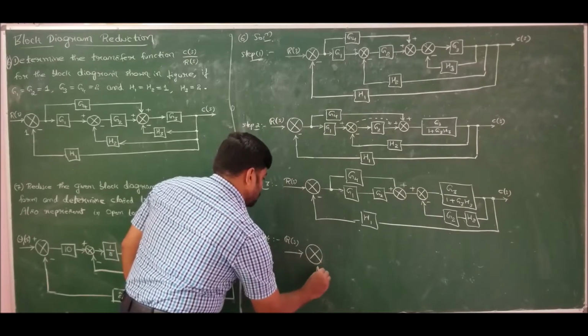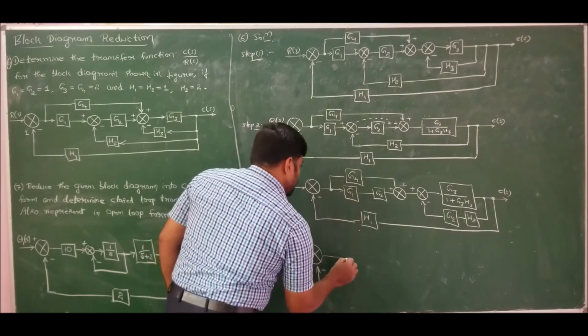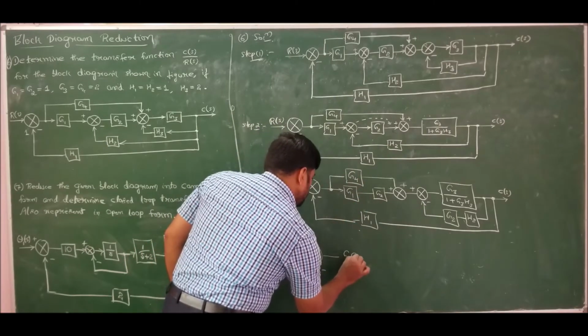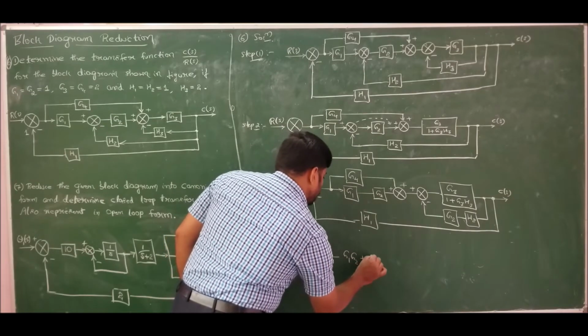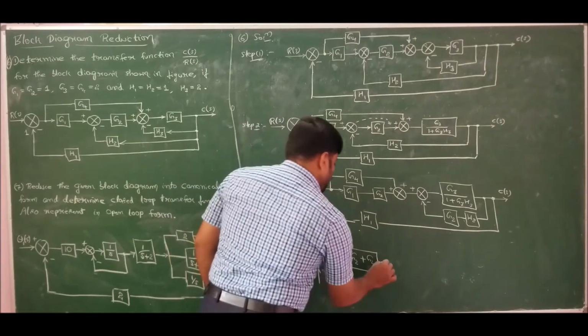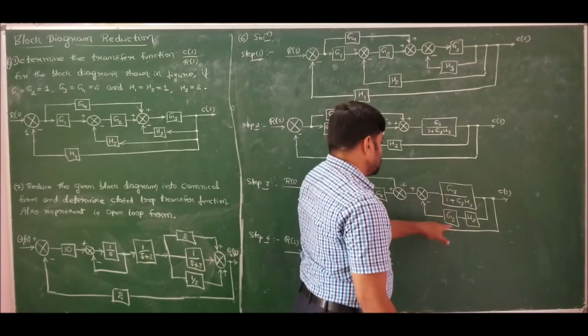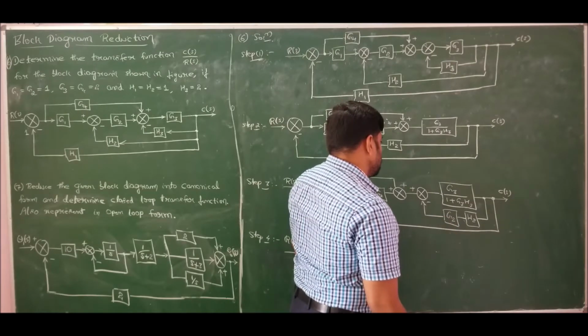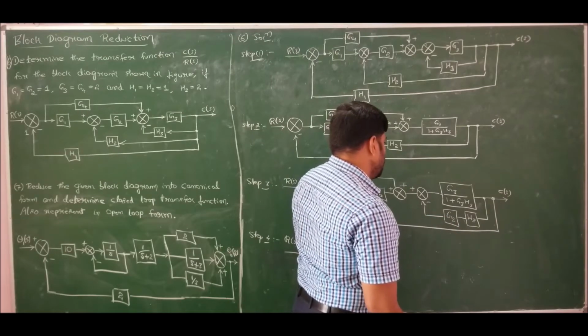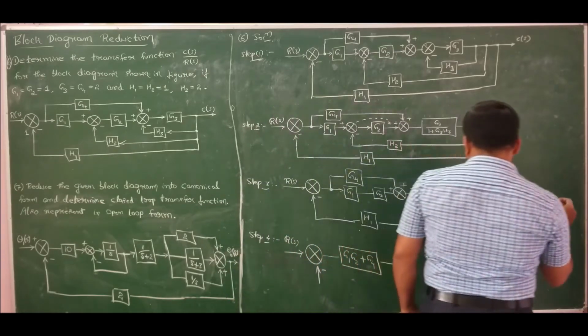We have the summing point, and the feedback is minus H1. This block will be reduced to G1 G2 plus G4, and this is G of S, this is H of S. So therefore, G of S divided by 1 plus G of S into H of S. If I do that, what will I get?